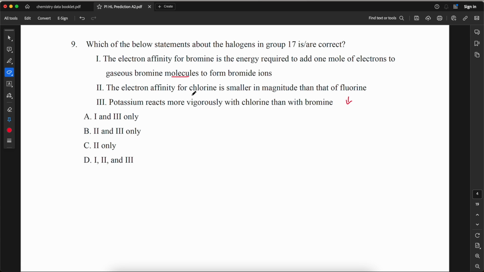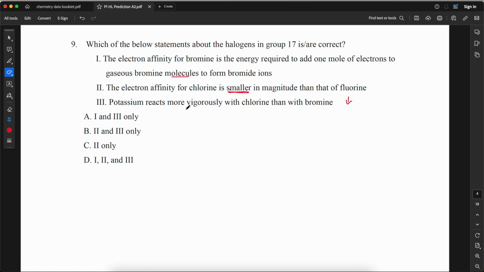So for chlorine... sorry, the electron affinity for chlorine is smaller because the atomic radius is getting bigger. So the attraction is smaller, so it's easier to add the electron compared to fluorine, because fluorine has a smaller atomic radius, so it's more difficult to add the electron, so it has a bigger magnitude for the electron affinity.